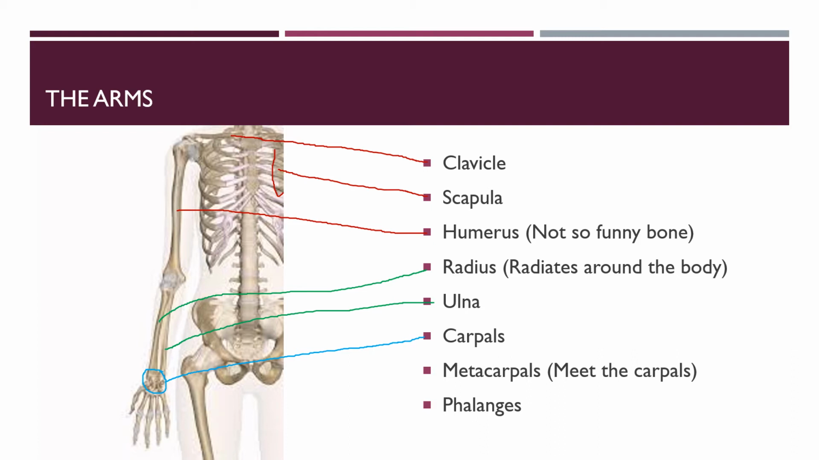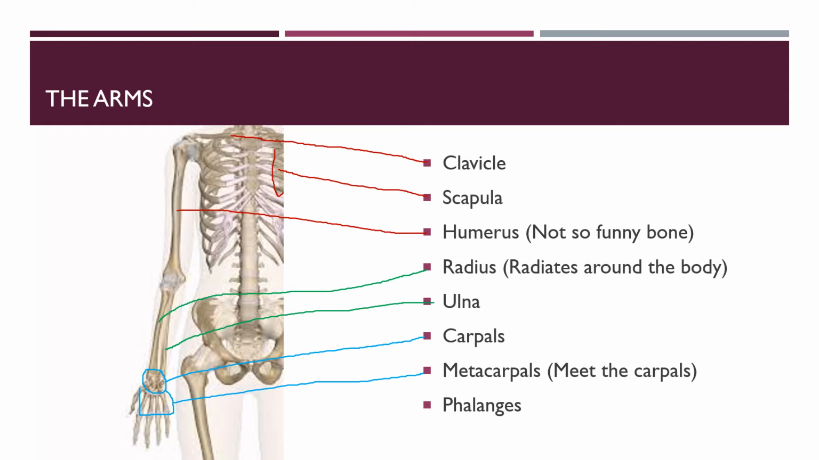Now, if you remember what the carpals are, then the next set of bones should kind of make sense to you. These are the bones of the hand. So your hand bones, and you have 5 of these bones that make up your hand, and they are called the metacarpals. They meet the carpals. So the hand bones meet the wrist bones. The metacarpals meet the carpals.